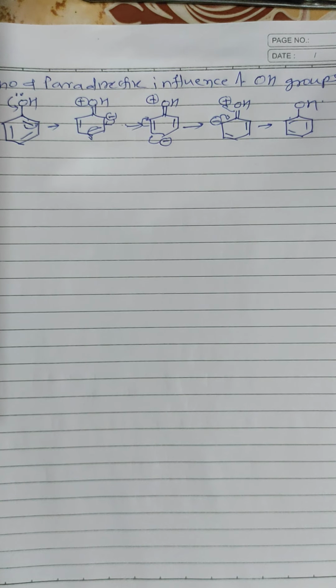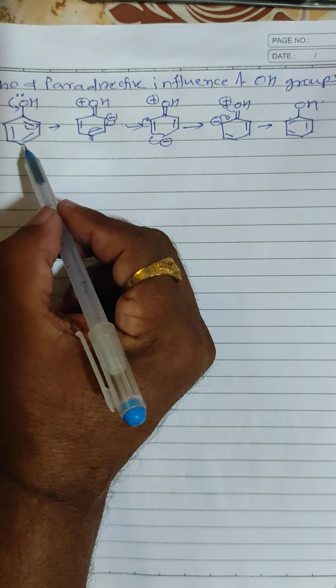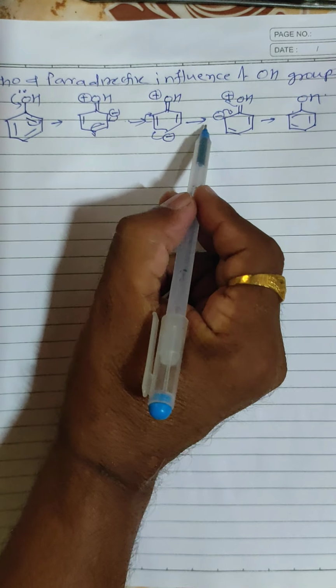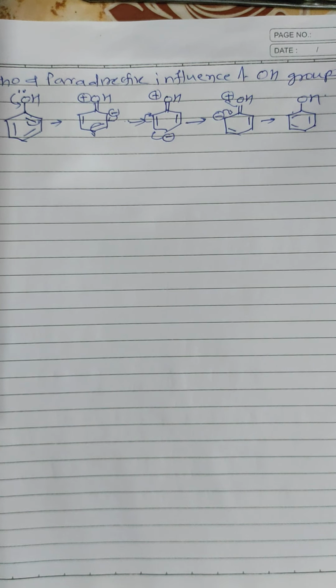OH. So it has this para and ortho directing groups. Negative charge is in the ortho position and para position. Now the ortho and para positions have greater electron density than the meta position. Therefore, the OH group activates the benzene ring for the attack of the second substituent E+ at these electron rich centers.